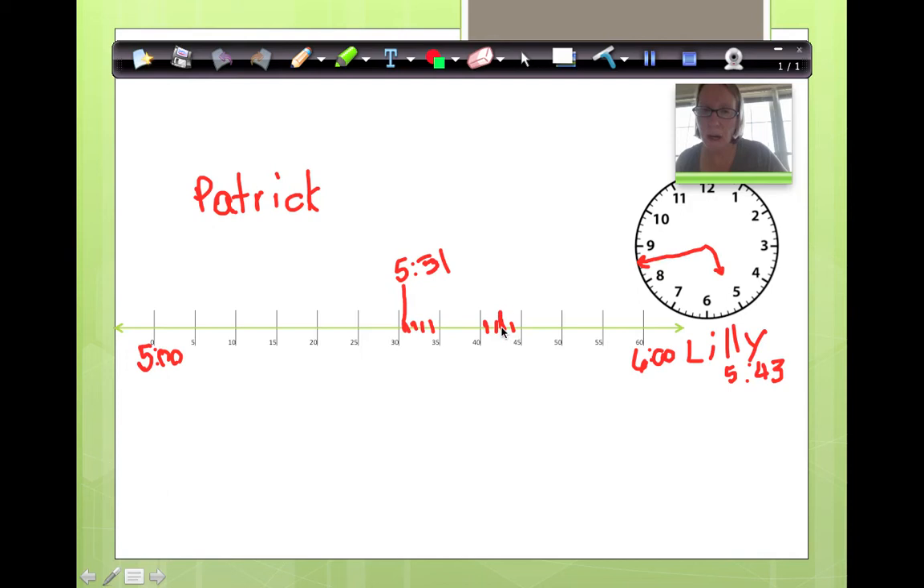Now, we can tell just by looking at the number line that 31 comes before 43. This is 5:43. We know just by looking at this with our eyes, we can tell.